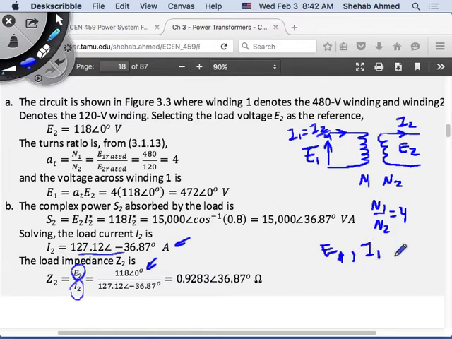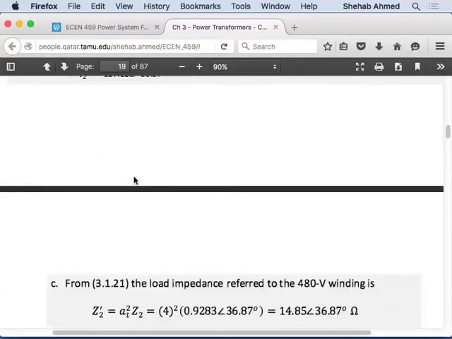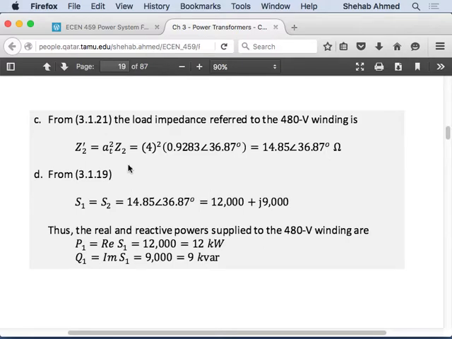If I have E1 and I1, take those and divide them by each other, you will get Z1, basically, the impedance as seen by the primary side. You can do it this way, or you can just multiply by the turns ratio squared. Take your impedance on the secondary side here and multiply by A squared. This or that, they're the same. Okay, so they did it by multiplying.